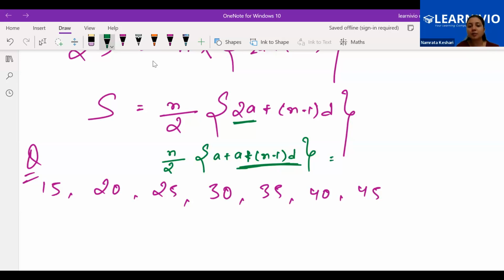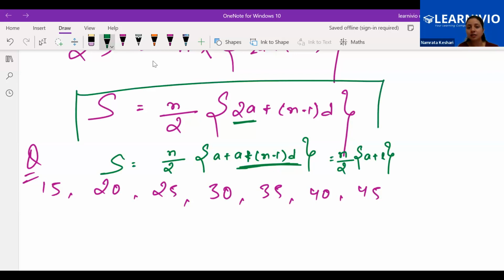So from here comes the formula n by 2 into a plus l. The sum of n terms formula is either the first one or this next one. Okay, ma'am. Now let's take a few questions related to the sum of n terms of an AP, and then we will do a few extra questions also. But let's do the basic questions first.